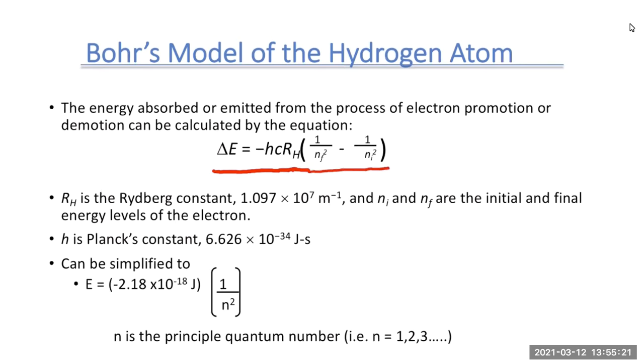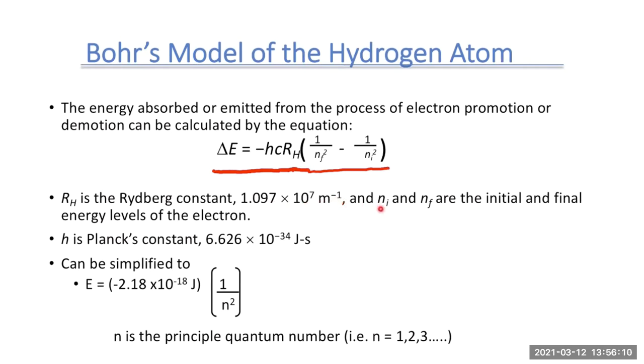A lot of things in this. h, we know is Planck's constant. c, we know is the speed of light. So those are two numbers that are fixed already. R_H is known as the Rydberg constant. And we'll see a little bit more about the Rydberg equation later on in the video. But the Rydberg constant is 1.097 times 10 to the 7th meters inverse.